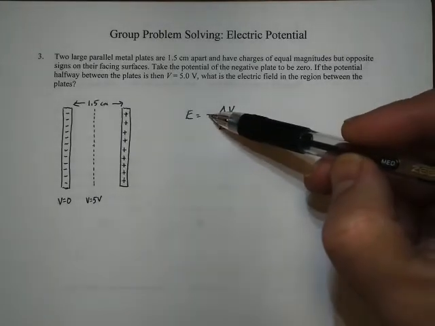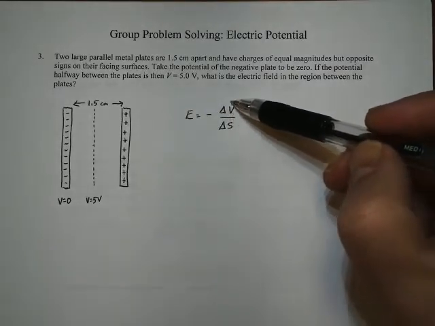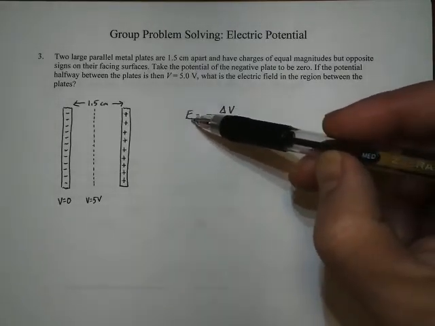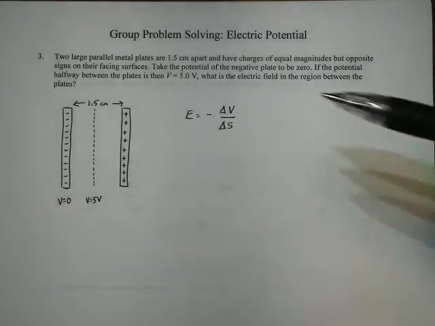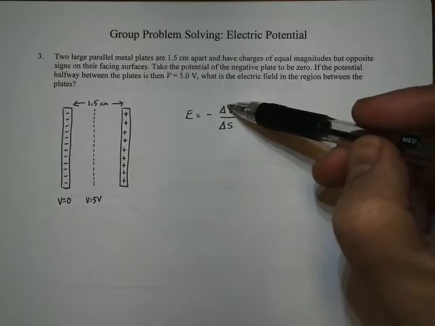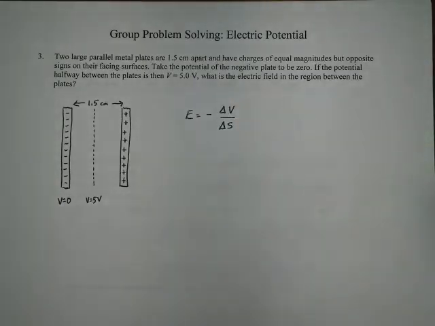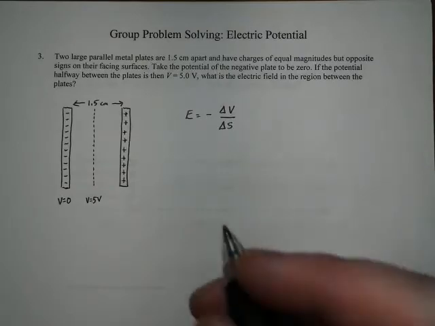The negative sign simply tells us that if we're moving in such a way that our electric potential is going up, then the electric field is pointing opposite to the direction that we're moving. But if we're moving in a way that the electric potential is dropping, therefore delta V is negative, the negative negative gives us a positive E, and that tells us we're moving in the direction of the electric field.